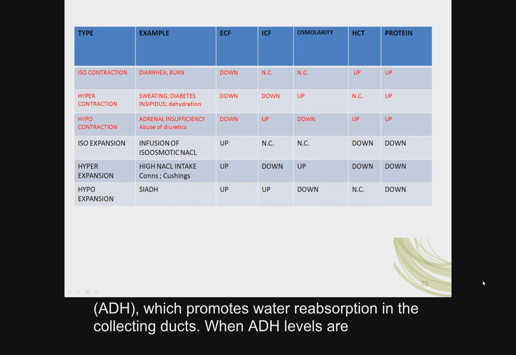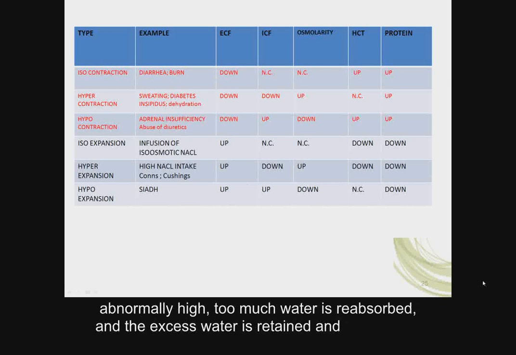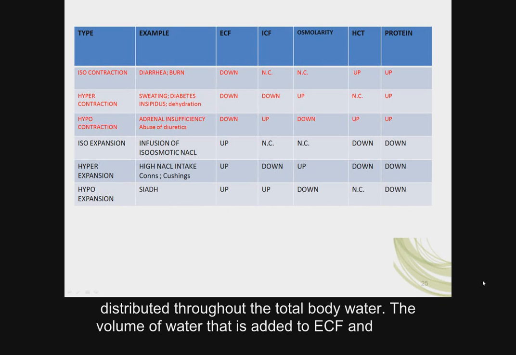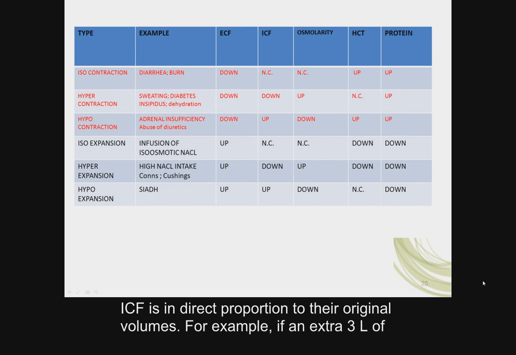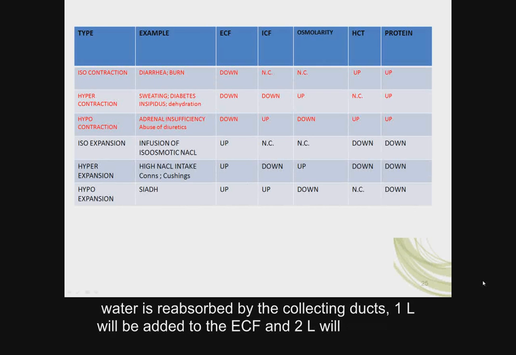A person with syndrome of inappropriate antidiuretic hormone secretes inappropriately high levels of antidiuretic hormone, which promotes water reabsorption in the collecting ducts. When ADH levels are abnormally high, too much water is reabsorbed, and the excess water is retained and distributed throughout the total body water. The volume of water that is added to ECF and ICF is in direct proportion to their original volumes.